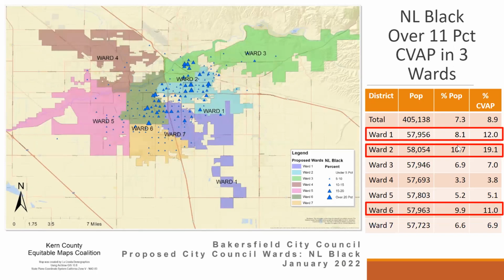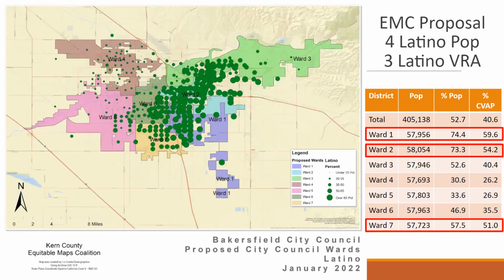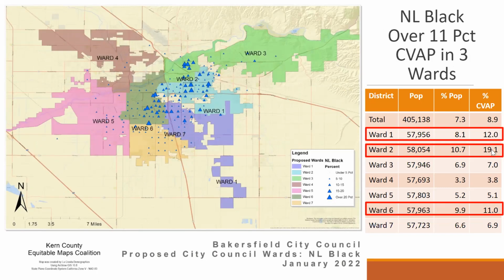of African American folks being kept whole in, again, and I'll go back a slide so you can see, 1 and 2 for sure. And you see the percentages, we tried to keep it as high as humanly possible so that folks would have strong ability to elect candidates of choice. Ward 2 is at 19.1% eligible voter population in our Black community, and Ward 1 is at 12%, and Ward 6 is at 11%, so that we get into those double digits as much as humanly possible.